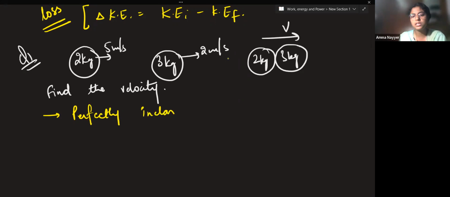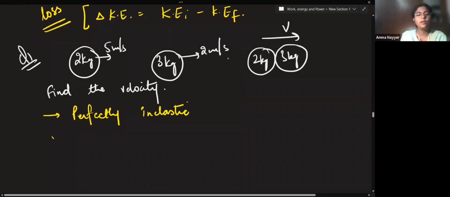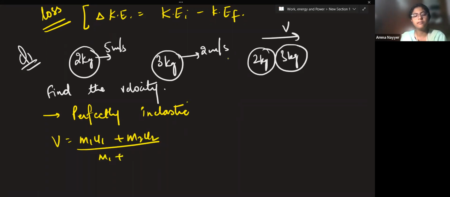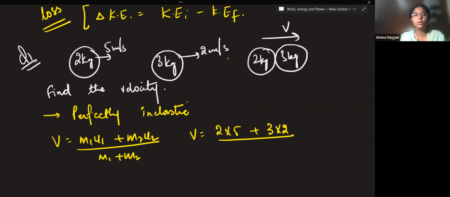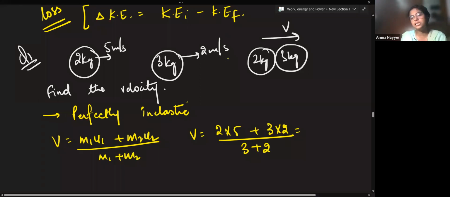So this is perfectly inelastic. Now the final velocity formula was (m1u1 + m2u2) by (m1 + m2). So final velocity will be 2 into 5 plus 3 into 2, by total mass, which is 3 plus 2. So this becomes 10 plus 6, 16, 16 by 5 meter per second.